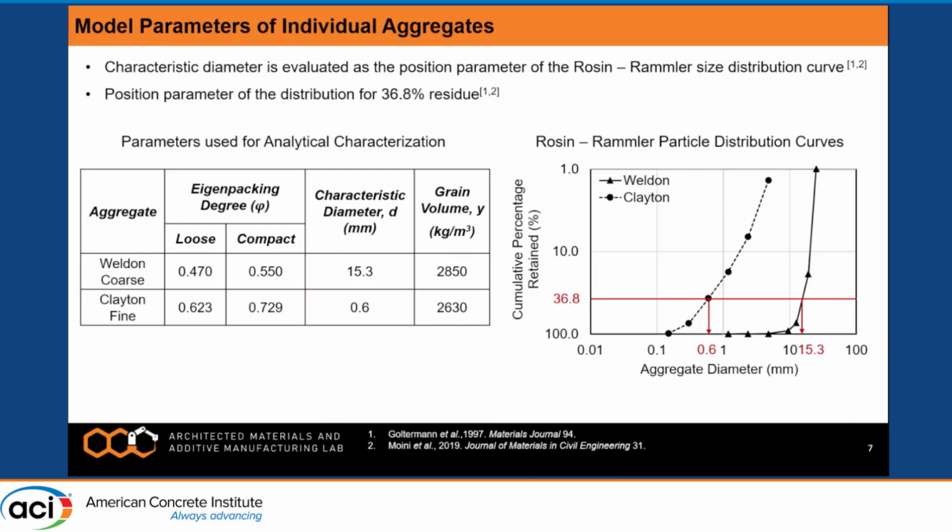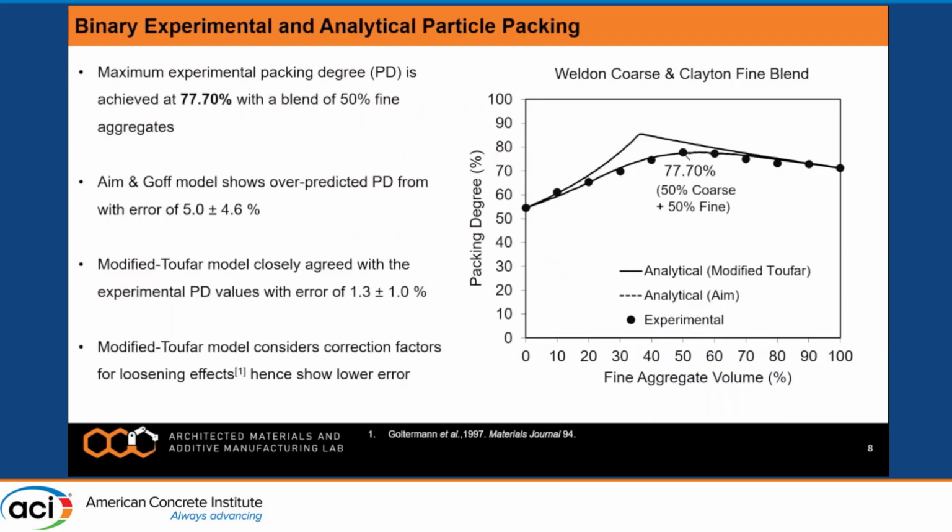As I said, we need some parameters in the analytical model. So the eigenpacking degree was experimentally calculated for Weldon coarse and Clayton fine. The characteristic diameter is obtained from the Rosin-Rammler particle distribution curve, which basically corresponds to the aggregate diameter for the 36.8% retained particle passing.